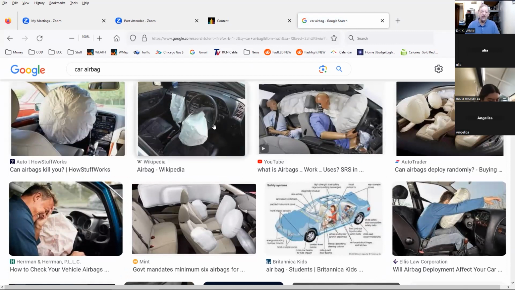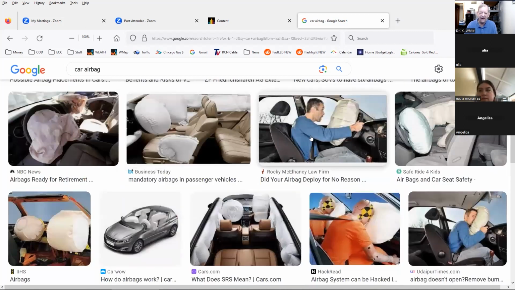And when there's a collision, they inflate to protect people from colliding with hard surfaces like the steering wheel in your car and protect you. Now, how does an airbag work?